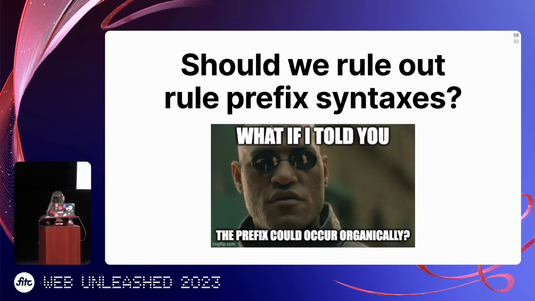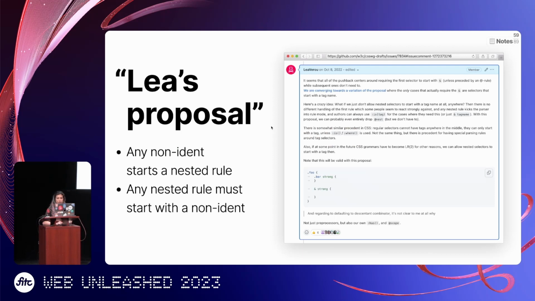But what if I told you that we could go with a rule prefix syntax that has all the advantages of a rule prefix syntax, but the prefix could just happen naturally in most cases? Authors don't have to think about it. It's just there anyway by just writing the regular rules. And there comes what became known for a while as Lea's proposal. So I'm going to use that for a bit, just for the lulz. And that basically said, anything that is not an ident starts a nested rule. I don't care what it is.